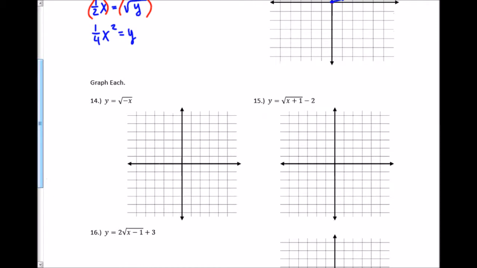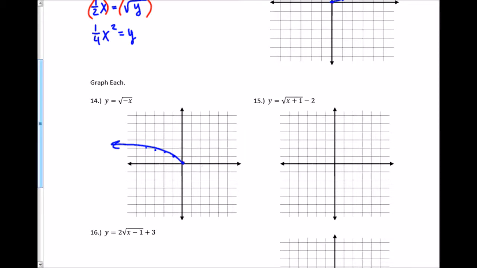In this one, I'm just graphing the square root function. Remember, my typical square root function looks like this. It follows a very similar pattern to my parabola. It's a sideways parabola. But this one, because I have a negative inside with the x, it's just going to open in the other direction. So it's going to open to the left instead of the right. So it looks like this instead. Okay?